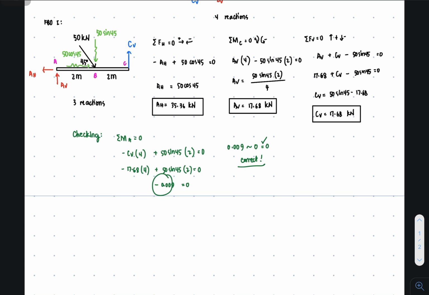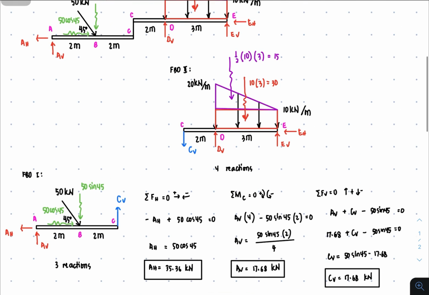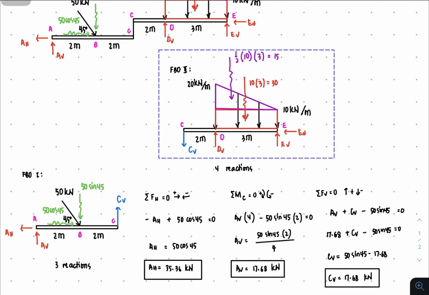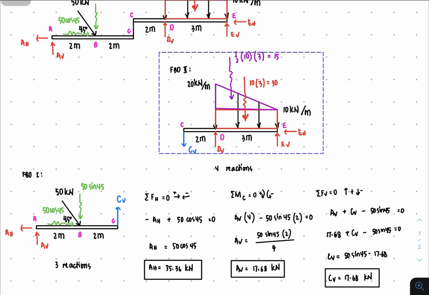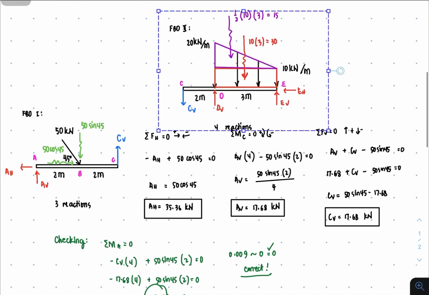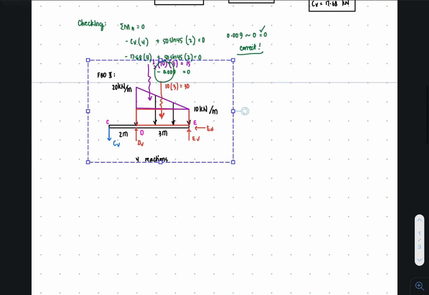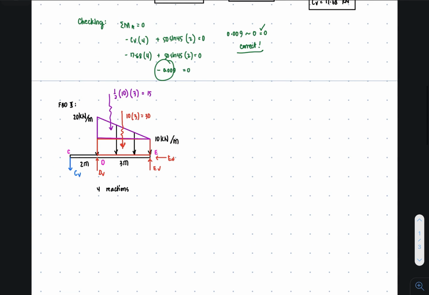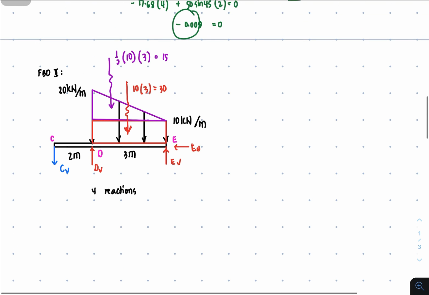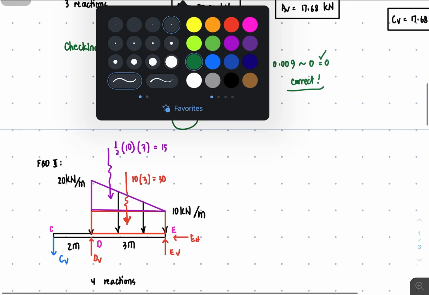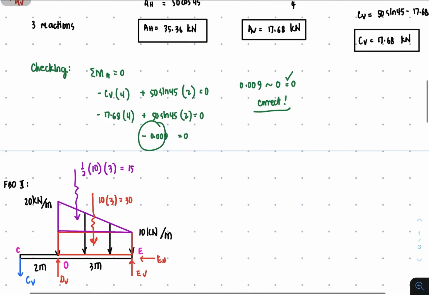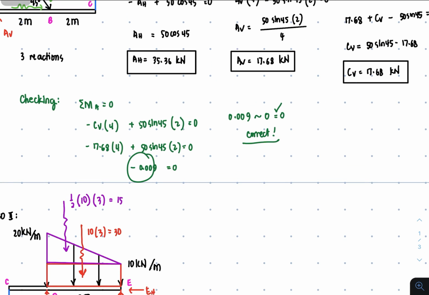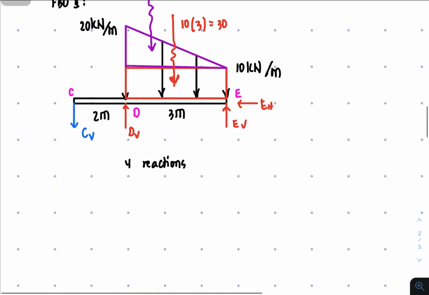Okay, let us proceed to the next free body diagram since we're done with the first free body diagram. So remember this free body diagram. Let's copy this. It has 4 reactions, so let's just move this one. We practically moved the other beam, so this is our second free body diagram. And remember that from the previous free body diagram, we had CV as 17.68 because we need that CV. So this is now equal to 17.68.